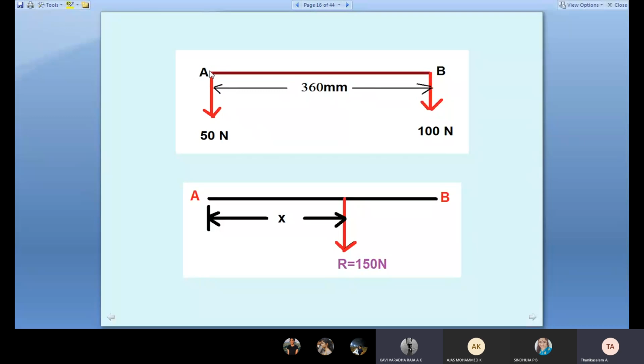If the 50 is acting at point A, no need to consider. What is the moment? Force times perpendicular distance. The 50 does not give any distance. Here we are taking moment with respect to A, but it is acting at the A point only. So understand, while taking moment, which force gives a moment and which does not. So it is 100 into 360 only.